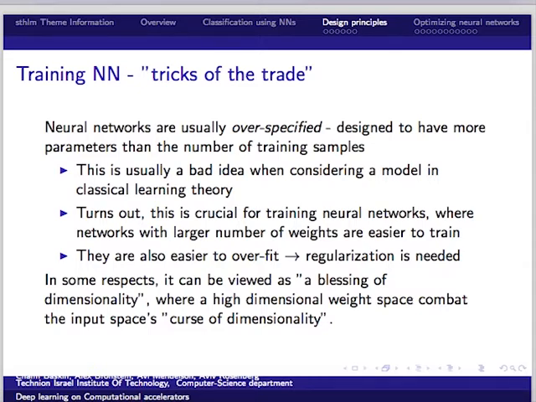It turns out this is crucial for training, where networks with a large number of weights are easier to train. So we will use some regularization to fight against overfitting. In some respects, it's like a blessing of dimensionality. So the high dimensional weight space is actually a curse of dimensionality.